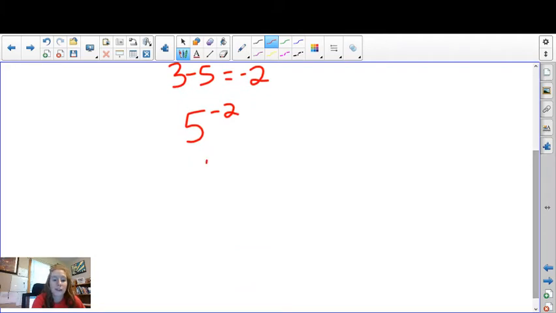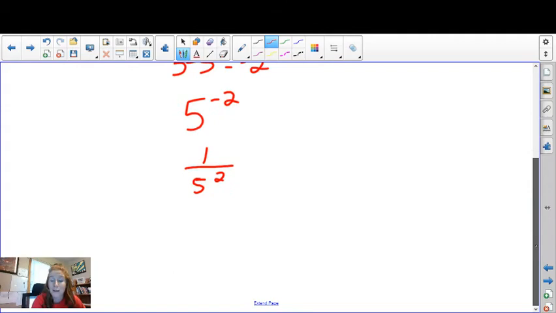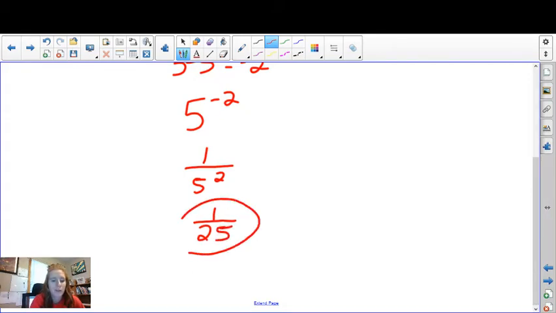We discussed that negatives can turn positive by flipping them downward and making them sink. Now that he is sunk, I will actually go ahead and solve this. So 5 squared is 5 times 5, which is 25. So my answer is 1/25. So that's the first way.